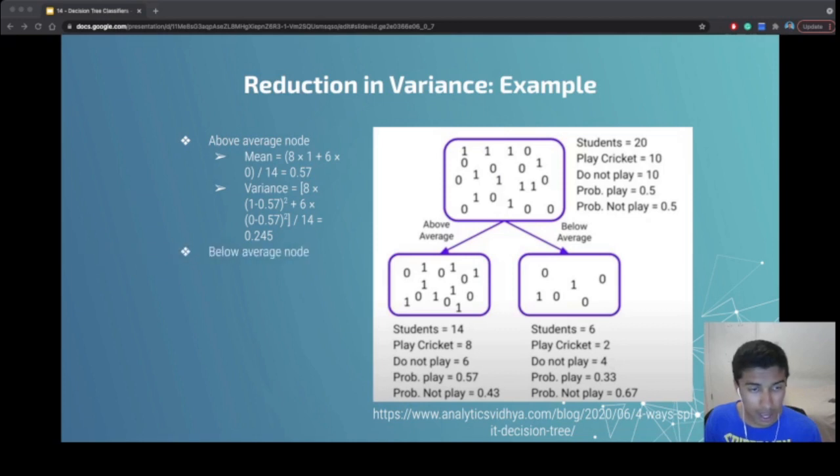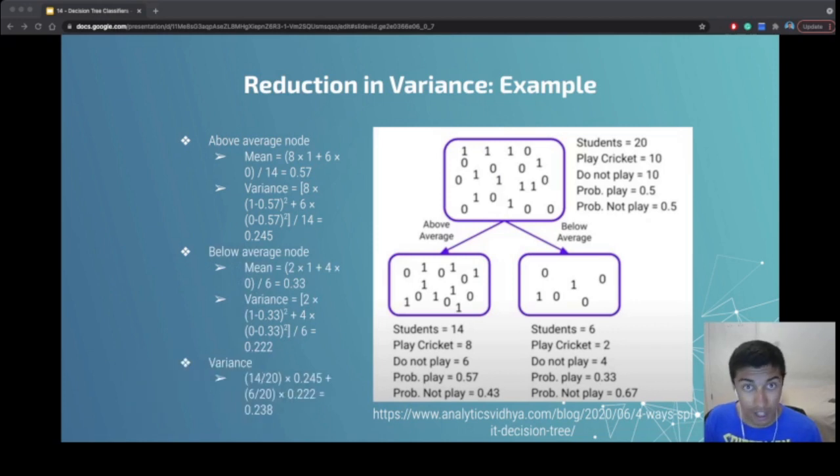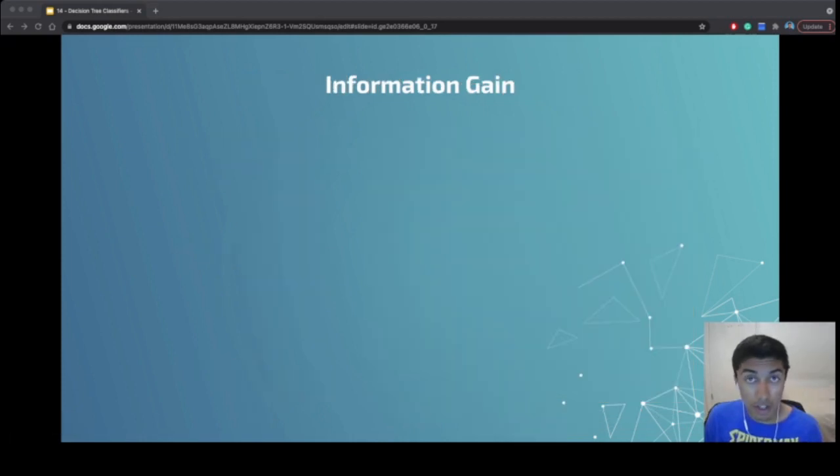Then we do the exact same steps for the below average node, calculating the mean and the variance. Finally, we calculate the overall variance by factoring in 14 out of 20 and 6 out of 20 based on the two child nodes, as the total number of data points in this particular example is 20. For reduction in variance, multiple features can be tested until the one with the least variance is identified.